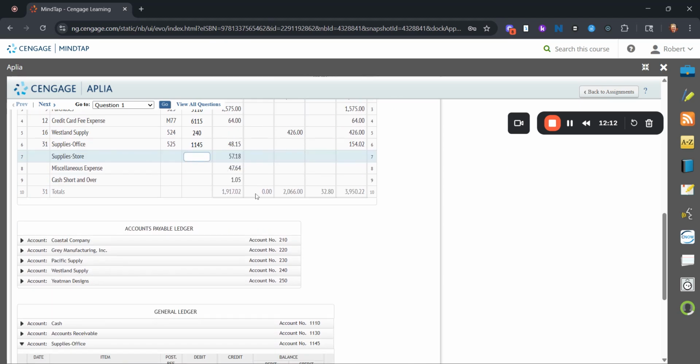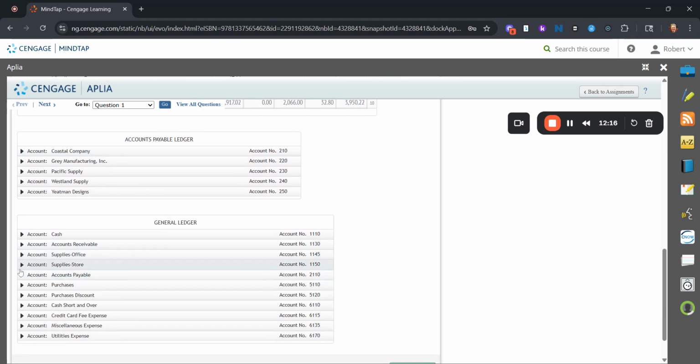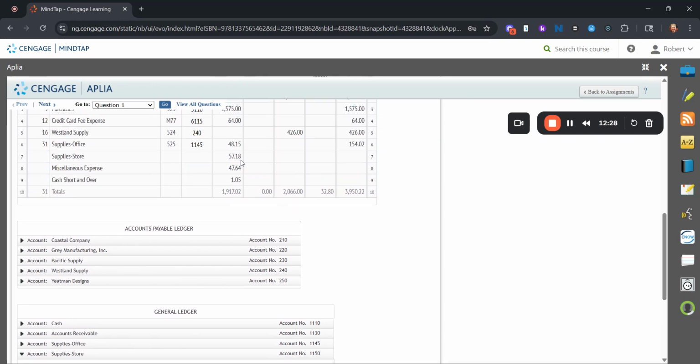We have supplies store. Also for the 31st, CP10, debit amount for those supplies, 5718.